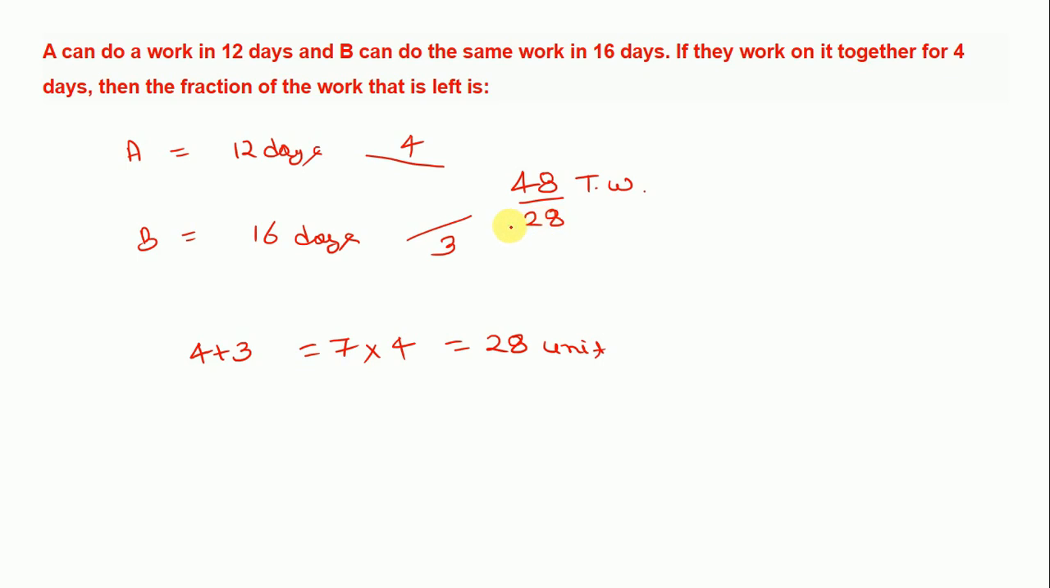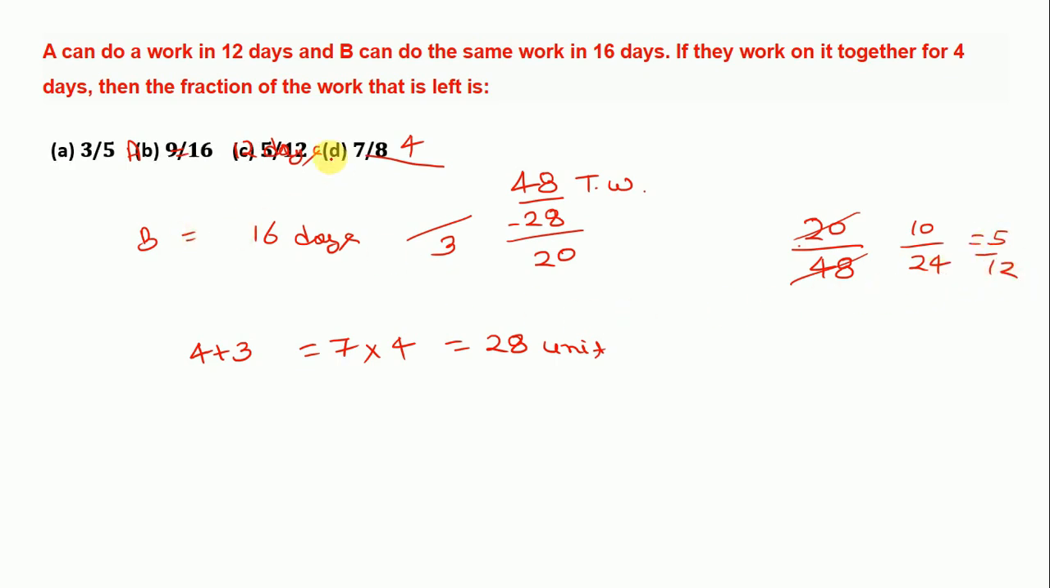So just subtract 28 and 20 units will remain. So the fraction of work that is left: 20 units are left and total work was 48. So it will come as 10 divided by 24, that is 5 by 12. This will be your final answer, and it is in the options.